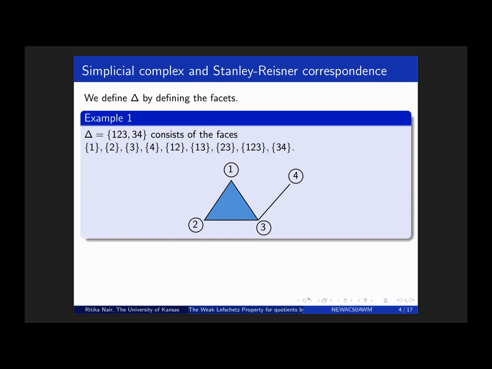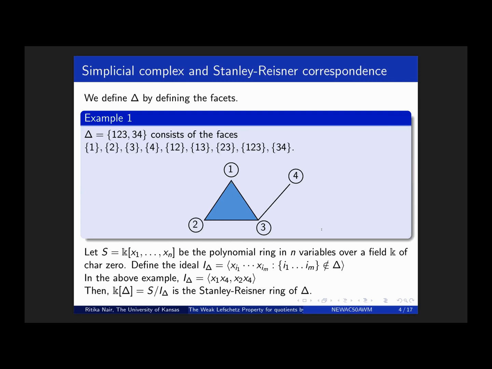Now, given such a complex, let us consider what is the Stanley-Reisner correspondence. We have a vertex set consisting of n vertices. Based on that, we are defining a polynomial ring on n variables over a field of characteristic 0. And we are defining the ideal, I delta, as the ideal generated by the monomials which are the non-faces of the simplicial complex. By non-faces, what we mean is, for instance, in this particular example, 1, 4 is not part of the simplicial complex, or 2, 4 is not part of the simplicial complex. So these edges which are not part of the complex will feature in the definition of this ideal, x1 x4, x2 x4. This ideal is called the Stanley-Reisner ideal or the face ideal of the complex. And the quotient we obtain from that is a Stanley-Reisner ring or the face ring of this complex.